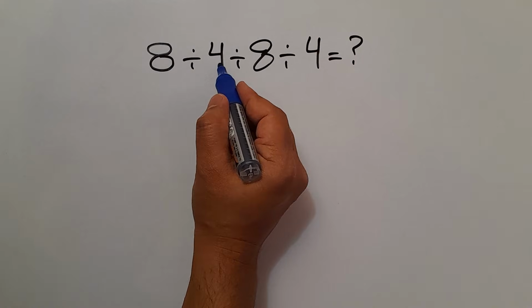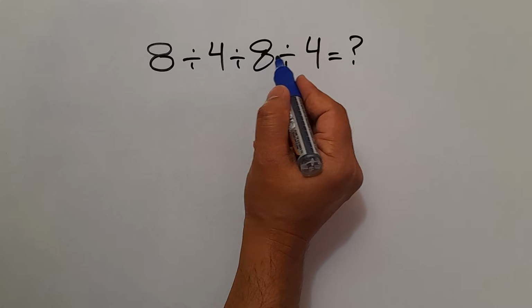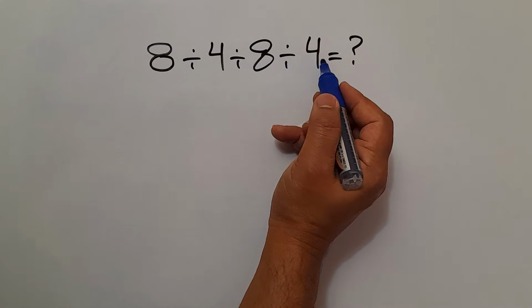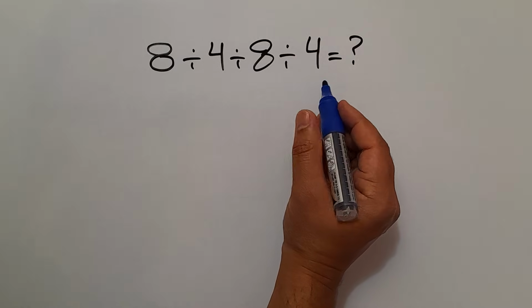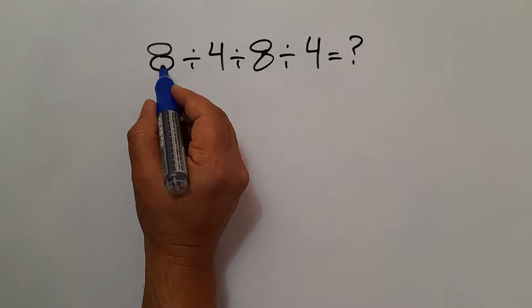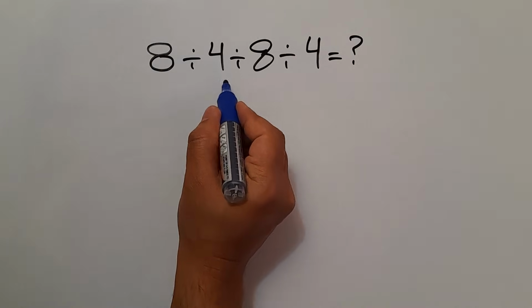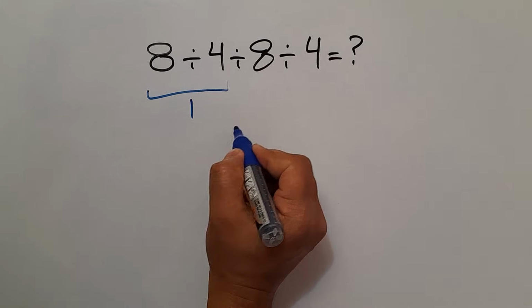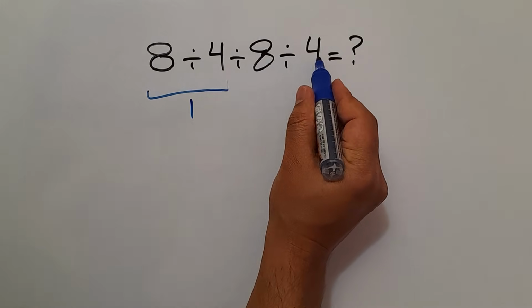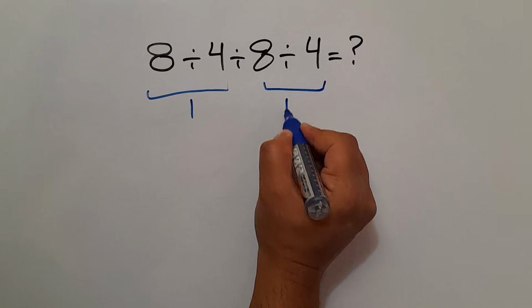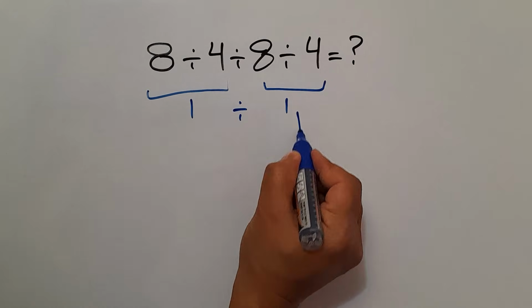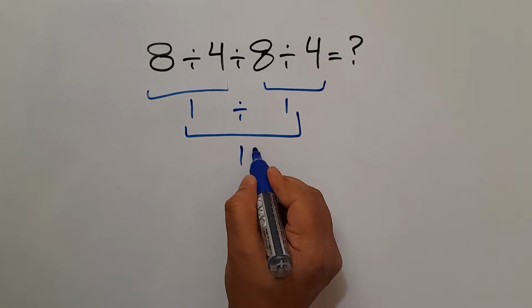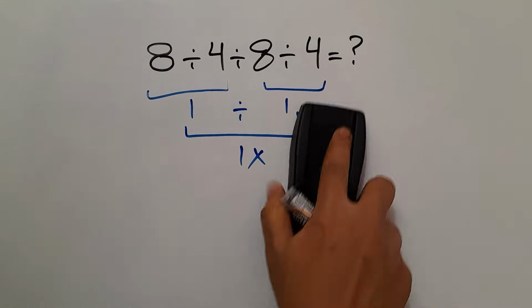8 divided by 4 divided by 8 and again divided by 4. We want to find the value of this expression. Are you ready to solve? Let's get started. 8 divided by 4 gives us 2, and again we have here 8 divided by 4, which equals 2. So 2 divided by 2 equals 1, but this answer is not correct.